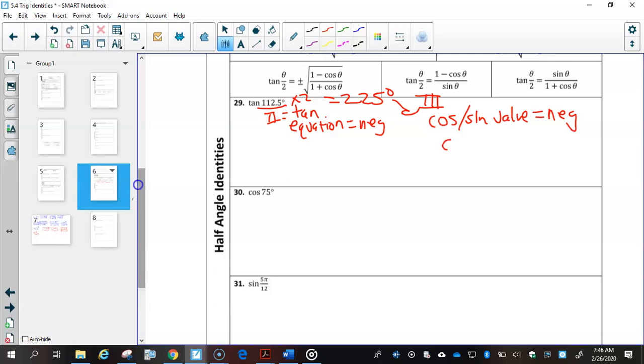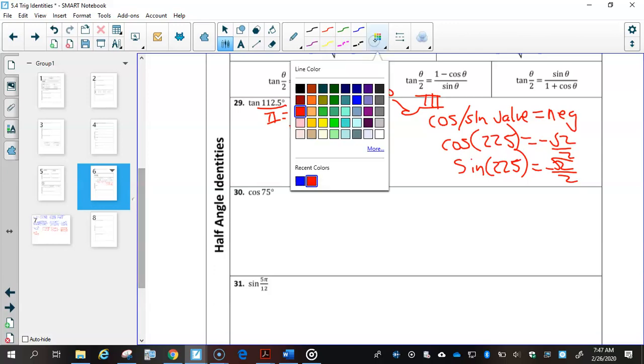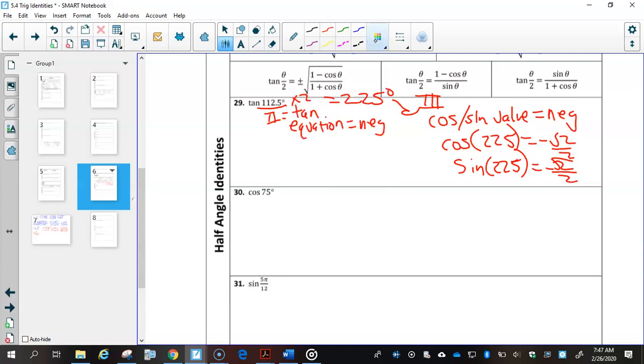What is the cosine of 225? Negative root 2 over 2. And then the sine of 225? So writing those down is not necessary, but you were already thinking of a lot, so writing it down may be easier. Once you have all of that information, you can actually use your formula.